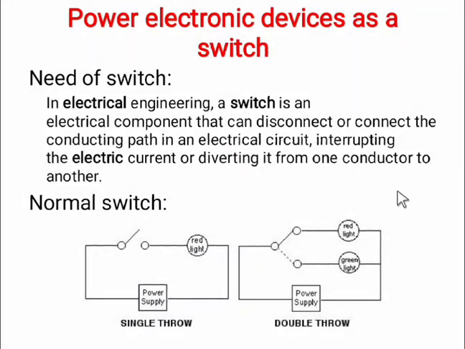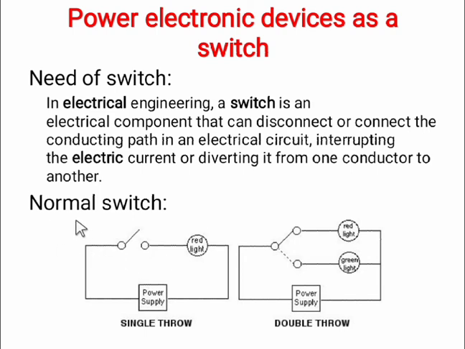And our second topic is the power electronic device as a switch. In our home or in industry, electrical appliances are not always connected. It is always necessary to turn off the device whenever it is not needed. So the device is controlled by a switch. In electrical engineering, a switch is an electrical component that can disconnect or connect the conducting path in an electrical circuit, interrupting the electrical current or diverting it from one conductor to another conductor.